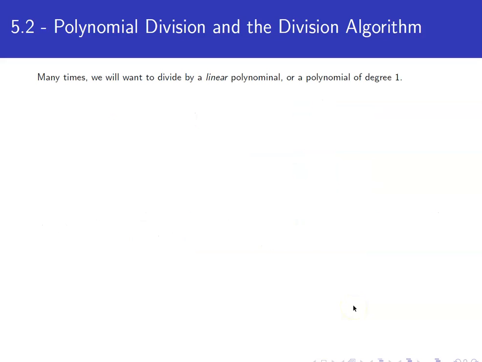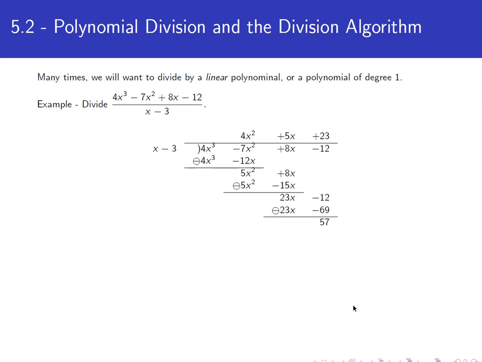Many times, especially throughout this chapter, we're going to want to divide by a linear polynomial, or said another way, a polynomial that has degree 1. So for example here, let's suppose we want to divide 4x cubed minus 7x squared plus 8x minus 12 by x minus 3. Here's what the process looks like when you go through the division.